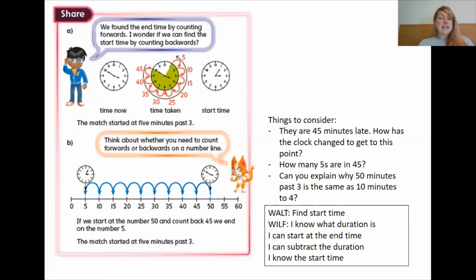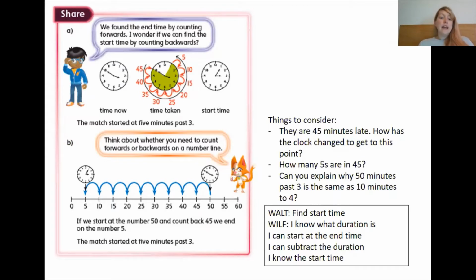So yesterday we had a look at finding the end time with 2 pieces of information, doing a bit of problem solving. Today we're going to be doing the exact same, apart from this time we know the duration and we know the end time. What we don't know is the start time. So the way that you're going to be successful with this is you're going to start at the end time, you're going to subtract the duration, and therefore you will know the start time.